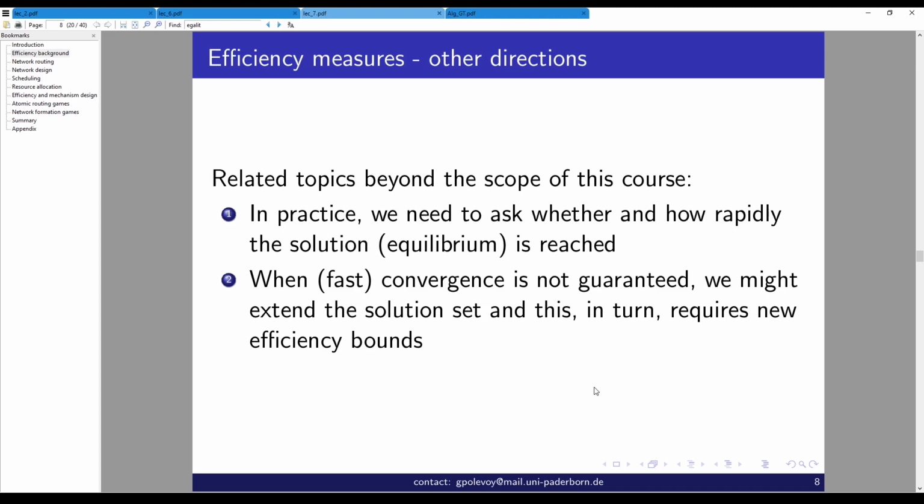Now, when fast convergence is not guaranteed, we might want to extend the solutions so that we will be able to converge there, preferably fast. And when we extend the solution set, then we may need to prove another efficiency bound, because then we have more solutions to pick from. Okay, so that's something which we don't look at in our course, that's out of our scope.